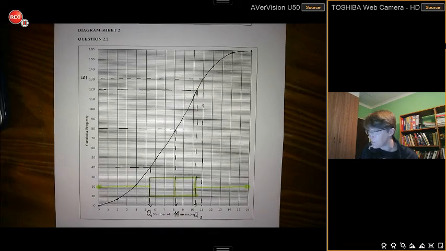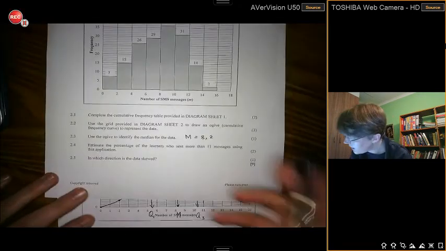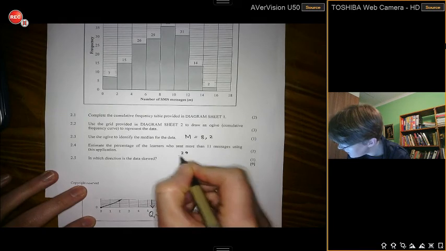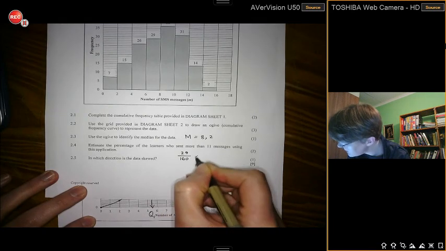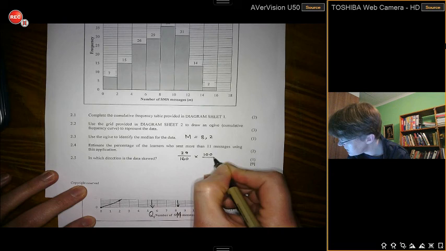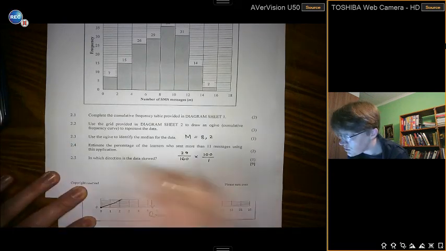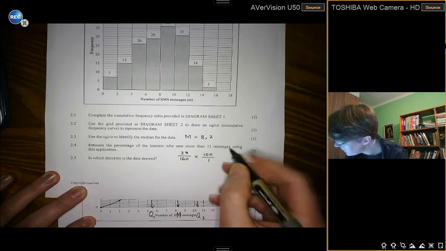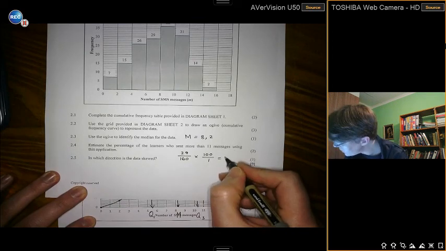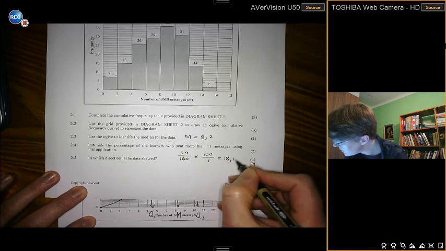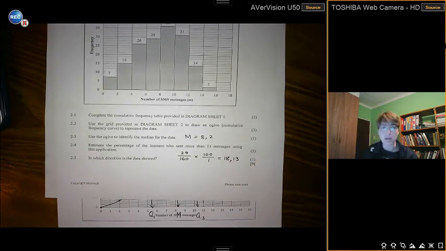So if I want to know the percentage of learners who sent more, I can say it's 29 out of the 160 times 100 over 1 to get that percentage. And that is going to be around about 18.13%. It's not always exactly accurate, but obviously you want to try and make it as neat as possible.